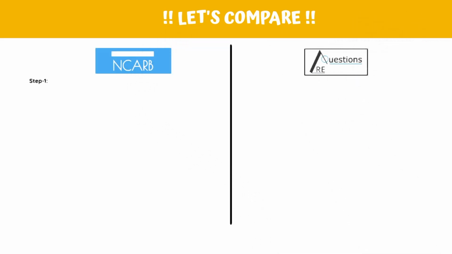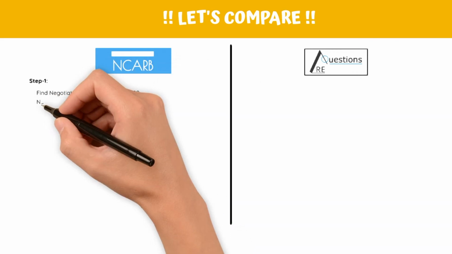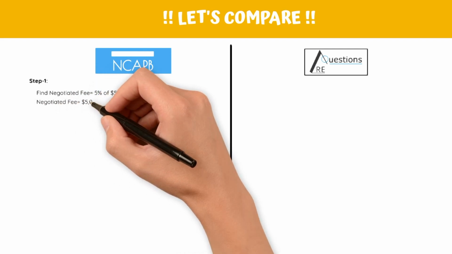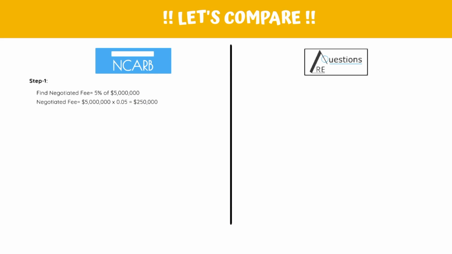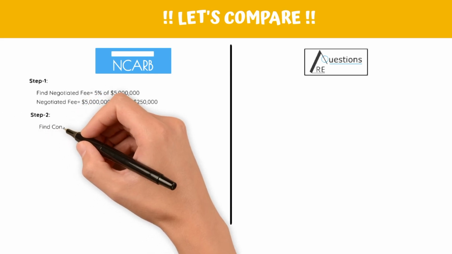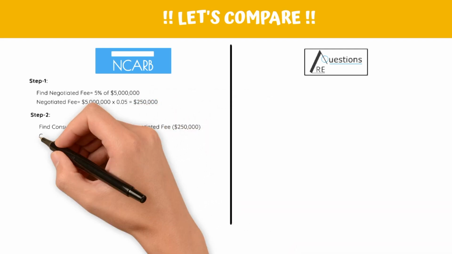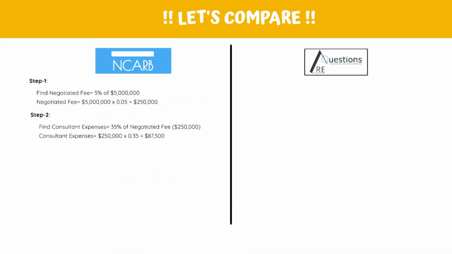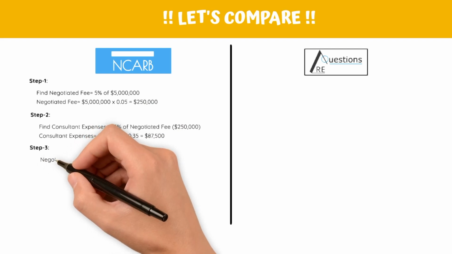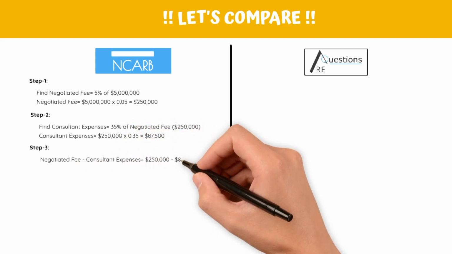NCARB in step 1 finds the negotiated fee, which is the 5% of $5 million. And when you do the math, negotiated fee is $5 million times 0.05, which is equal to $250,000. In step 2, they find the consultant expenses, which is 35% of the negotiated fee. So consultant expenses should be $250,000 times 0.35, which makes it equal to $87,500.